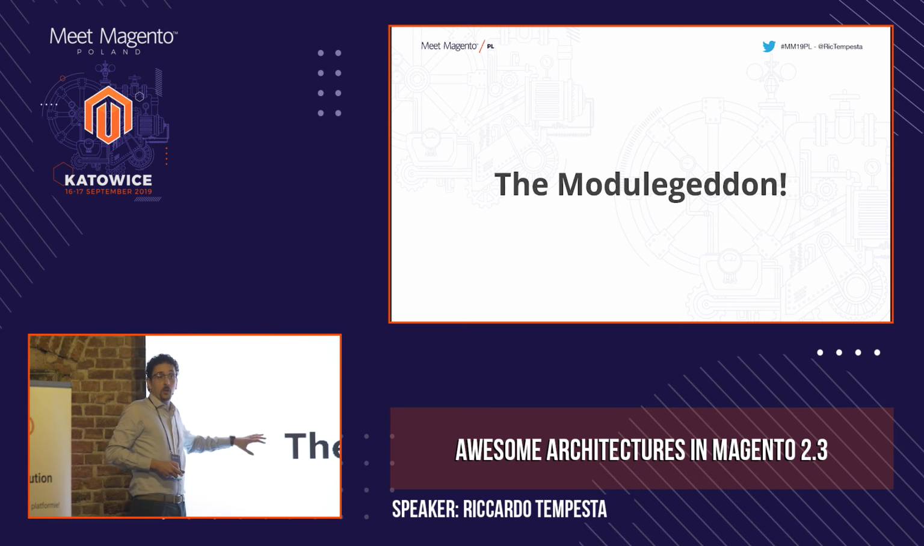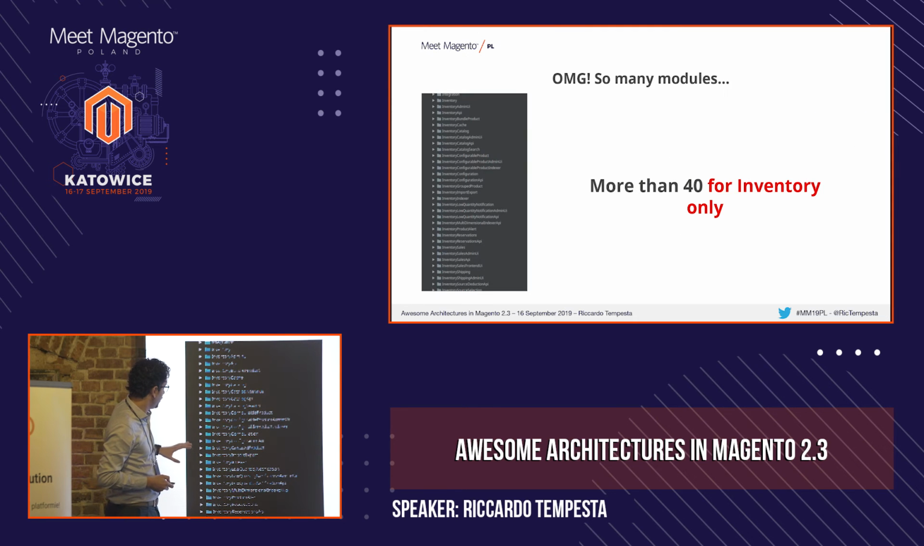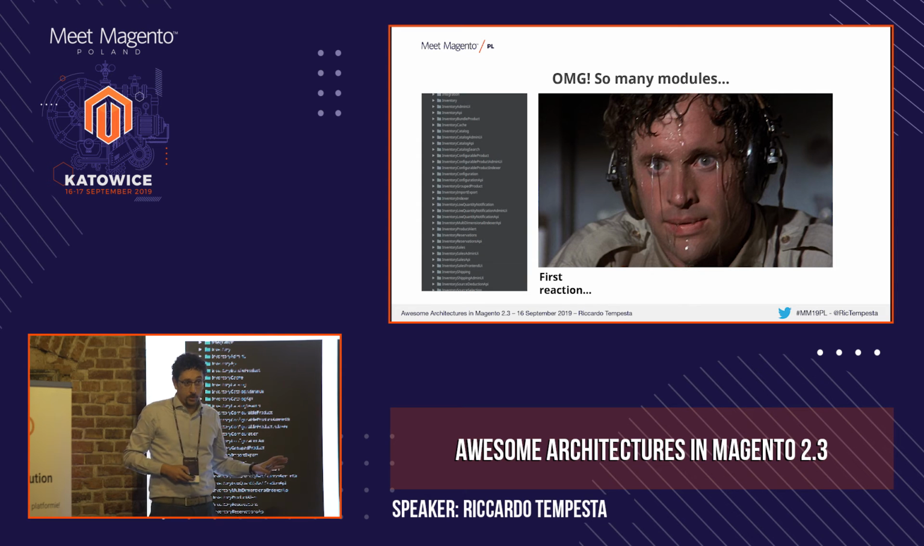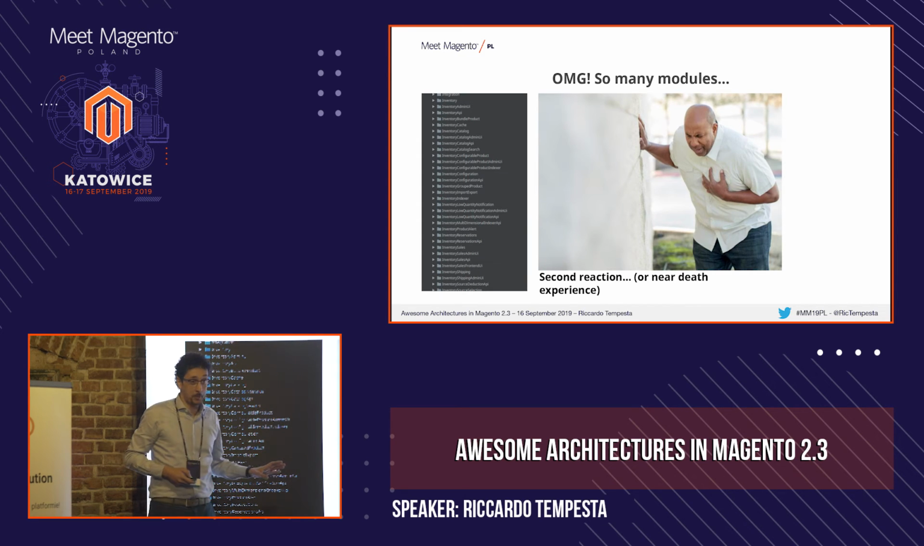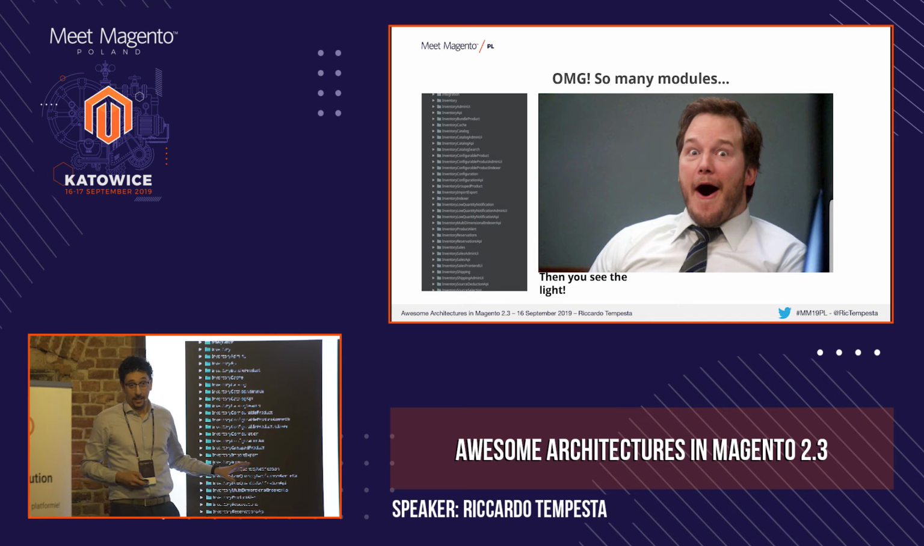This brings to what I call module Geddon. That is the most obvious consequence, and it is very scary. It's not so clear from this slide, but anyway, only the inventory project has something like 40 modules. So one single functional area is made of 40 modules, and usually when people approach this new scenario, the reaction is this one. The first reaction. The second reaction is also called near-death experience. But if you survive, you can actually see the light.